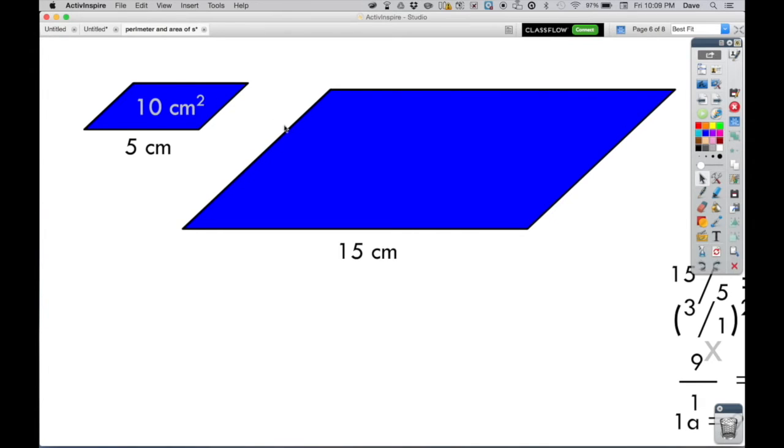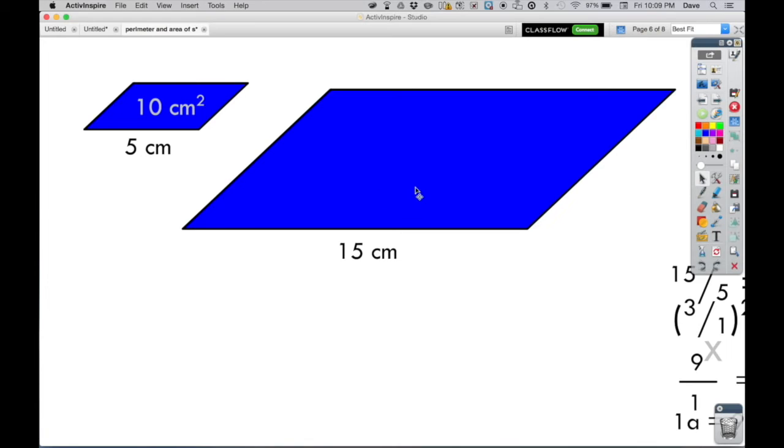I've got 2 similar parallelograms. The bottom of this parallelogram measures 5 centimeters. The bottom of the larger one measures 15 centimeters. The area inside this parallelogram is 10 centimeters squared, and we don't know the area of the large one. But once again, with this limited information, that's enough.